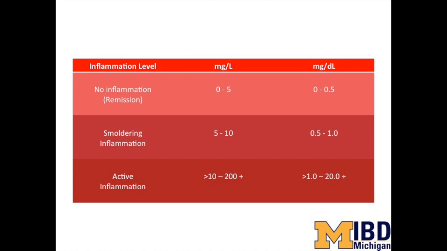A good CRP is between 0 and 5, or 0 and 0.5 in milligrams per deciliter. This is generally considered no inflammation or remission. A CRP between 5 and 10 is considered smoldering inflammation. This often occurs in patients about to have a flare or recovering from a flare. A CRP over 10 is active inflammation. Higher levels suggest more inflammatory activity. We can see levels up to 200 or more in young patients with severe inflammation.